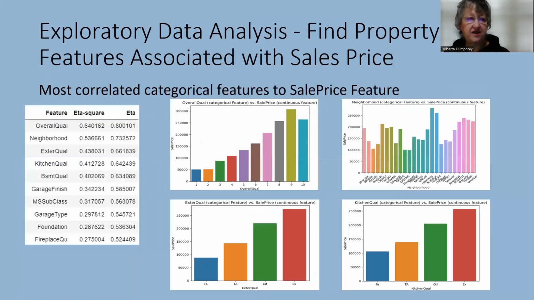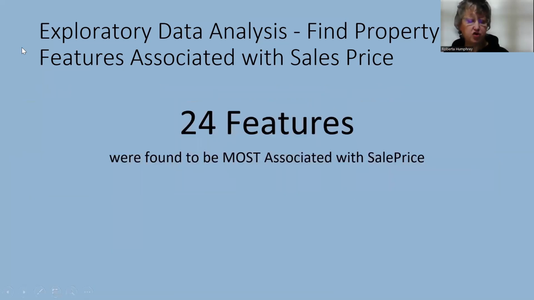For the 53 categorical features, we computed the eta square of each variable sales price pairing. The plots of the variables with the highest 10 pairings are shown here. And as you can see, as the variable increases, so does the sales price. We found 24 features with the highest association to sales price.